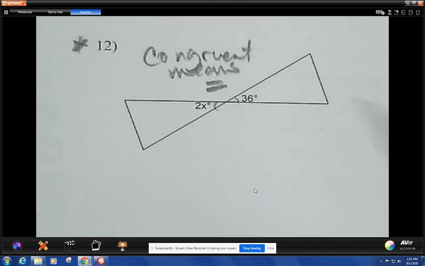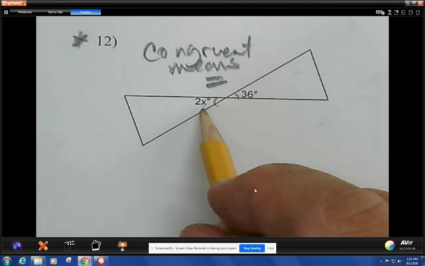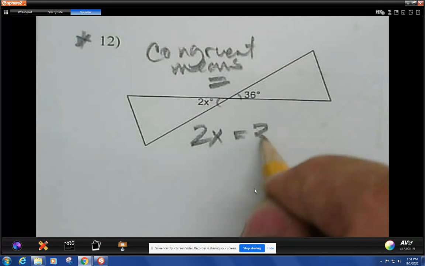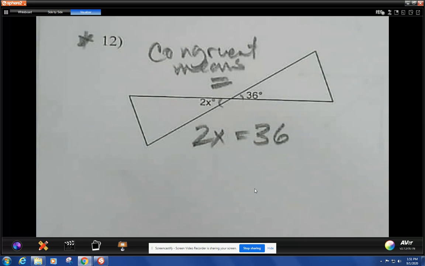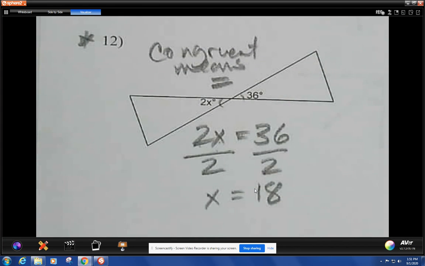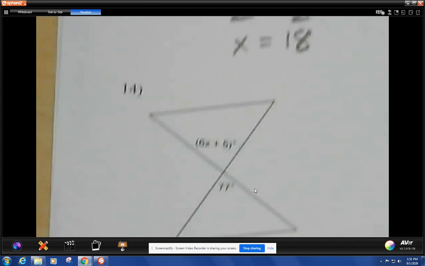means equal. Okay, so what that means is, in order to figure out what x really is, all I have to do is just set it equal. So 2x equals 36. Somehow, some way, 2x has to equal 36. So in order to finish this out, I need to get x by itself. I'm going to divide by 2 because I have multiplication when I have a number beside of a variable. So I'm going to divide by 2. X is going to equal 18. That's my answer.